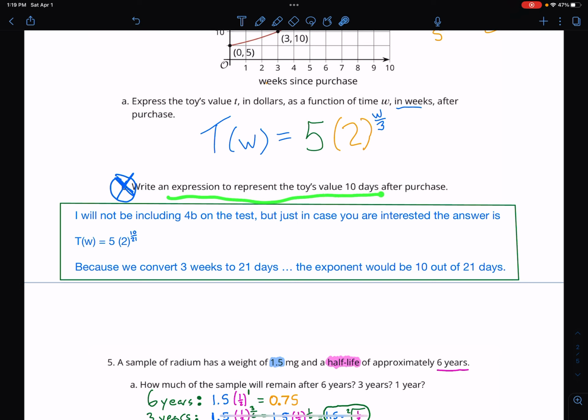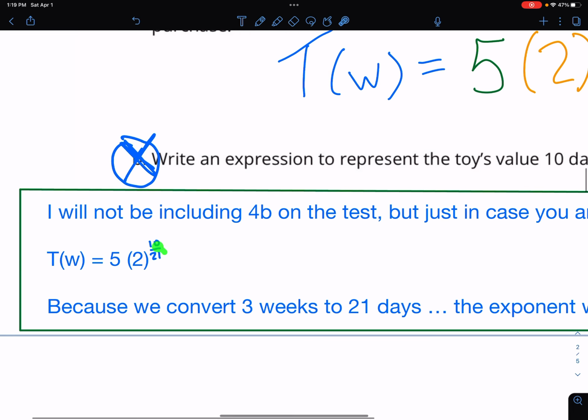Write an expression to represent the toy's value 10 days after it was purchased. Well, we're using 10 days. And I don't really want to convert 10 days to weeks. That'd be weird. But I can convert 3 weeks to 21 days. Because we need our fraction to line up. So I'm going to convert the 3 to 21 because there's 21 days in 3 weeks. So I did 7 times 3 is 21. And only 10 days are going by. So you could put a 10 in here too. But that's how we would do that one.